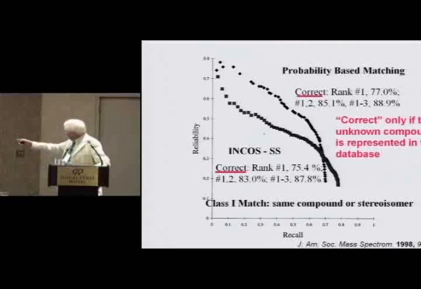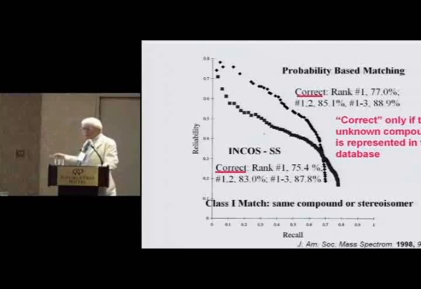And so this reliability recall plot that you see here is what will tell you the probability that you have the right answer, and the probability is never over 99%. And so you can see that probability-based matching does a far better job.